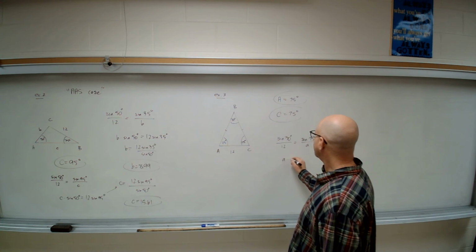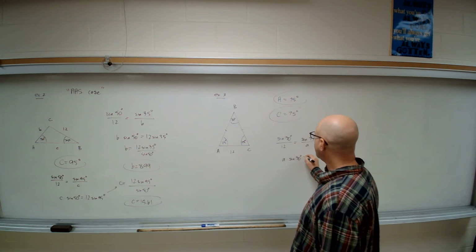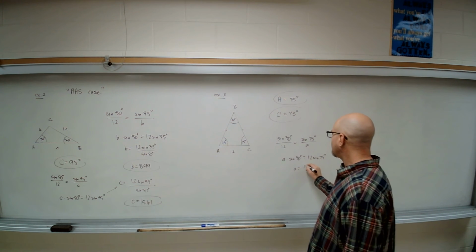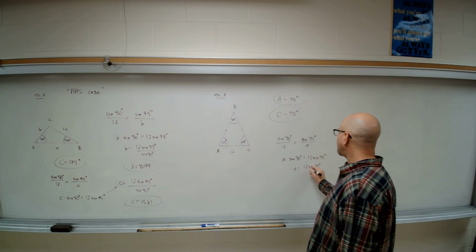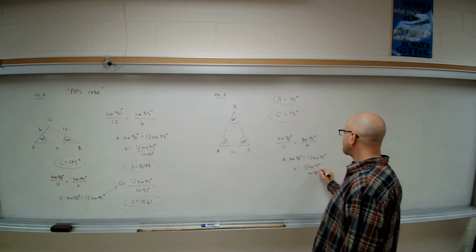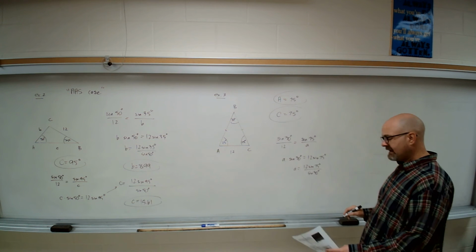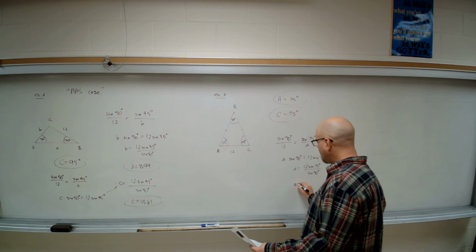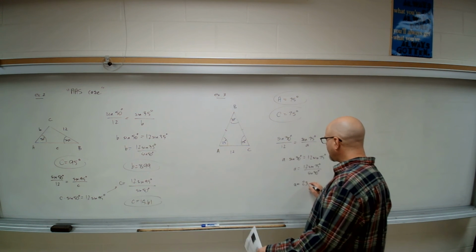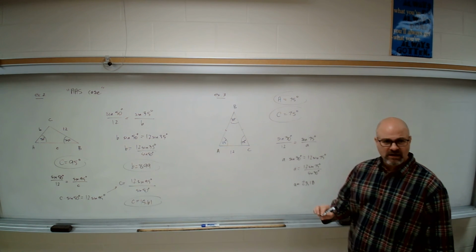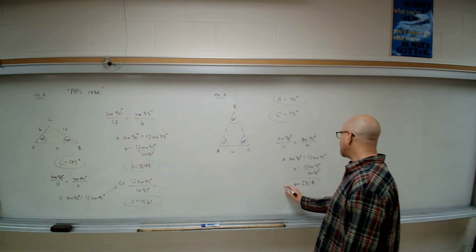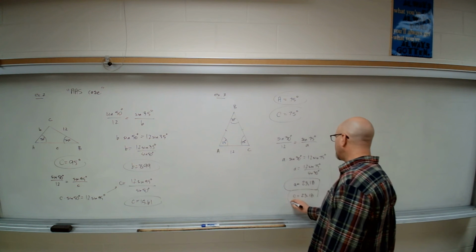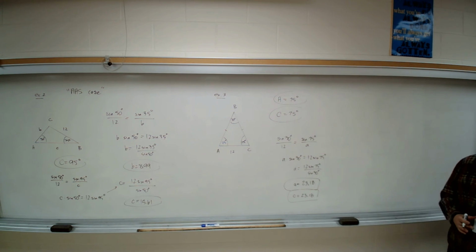So a times the sine of 30 degrees is 12 times the sine of 75 degrees. So a is 12 sine 75 over sine 30. And then we'll work that out, and I get A is 23.18. Does it look right? Yeah. So what would C be? Yeah, 23.18 also.